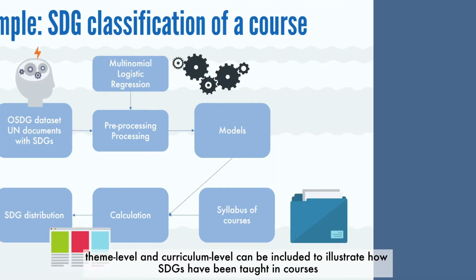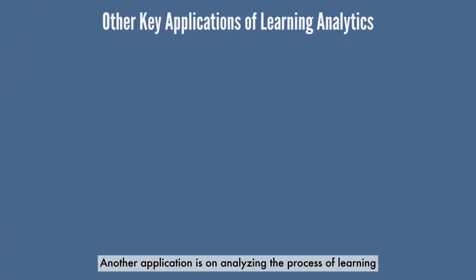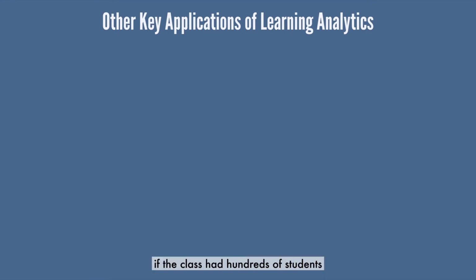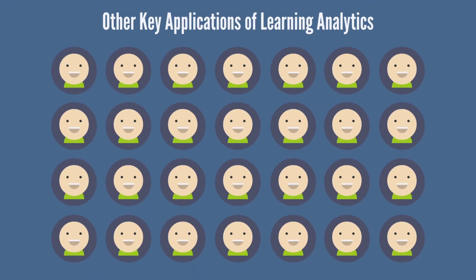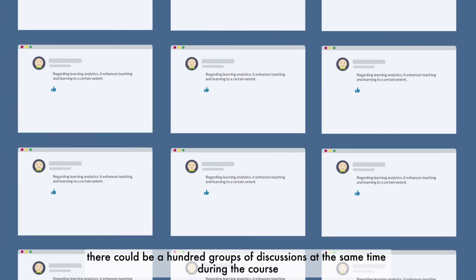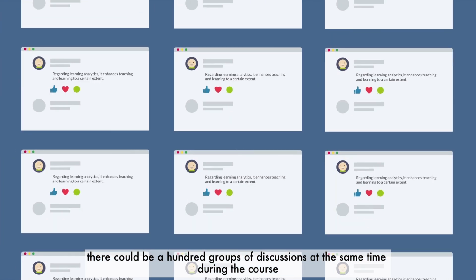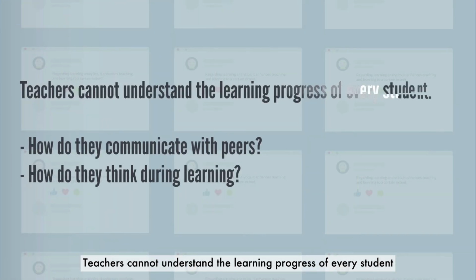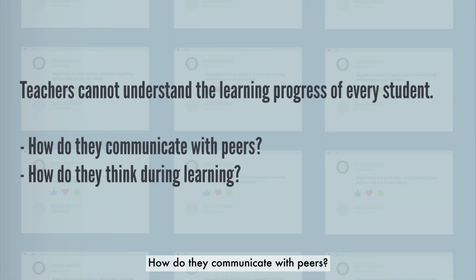Another application is on analyzing the process of learning. In the past, if the class had hundreds of students, there could be 100 groups of discussions at the same time during the course. Teachers cannot understand the learning progress of every student. How do they communicate with peers? How do they think about learning?